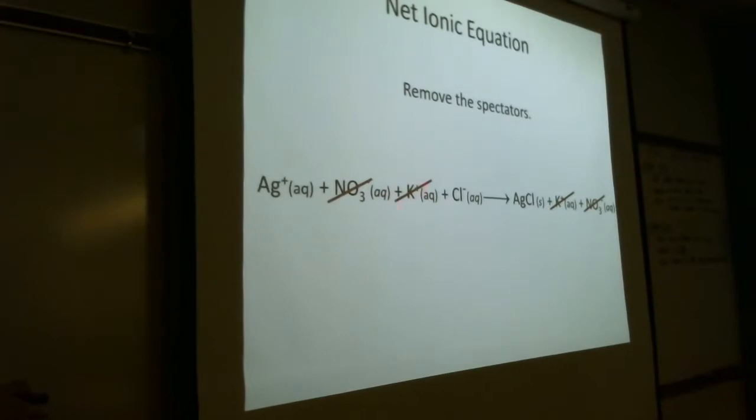So K plus isn't doing anything. NO3 minus isn't doing anything. We call them spectators. So they're just floating around in the solution. They're not actually doing any part of the chemistry.